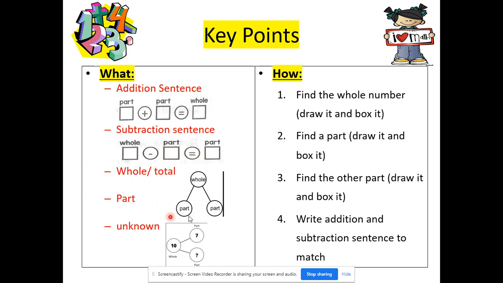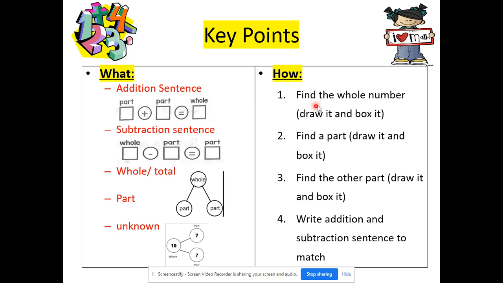We also need to know what our number bond looks like and where our whole or total goes, which is at the top, and where our parts go. So every number bond has two parts and one whole number that is connected to those two parts. We're also going to be working to find our unknown numbers. What that just means is the part or number that is missing, right? Because here they have a whole, a part, and a question mark because it's unknown. They're missing a part.